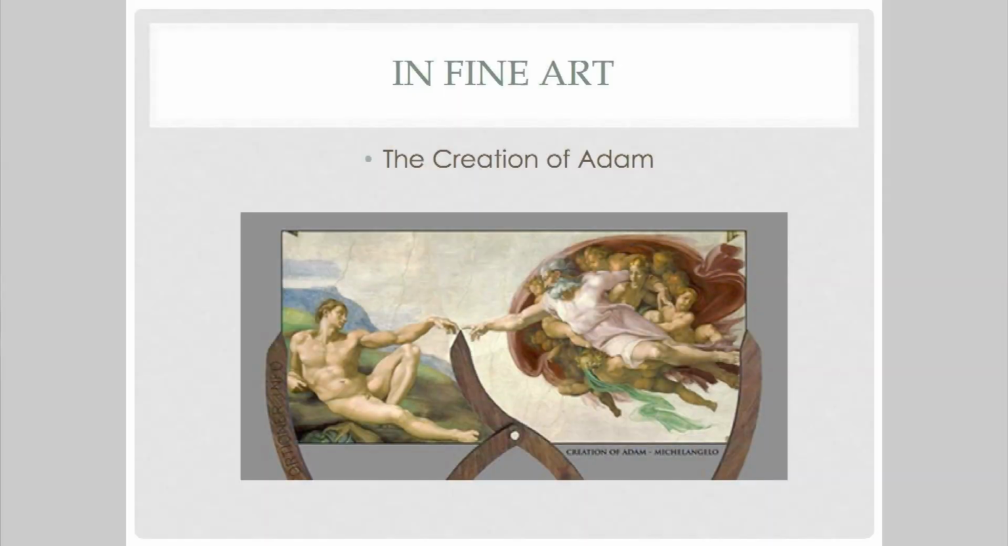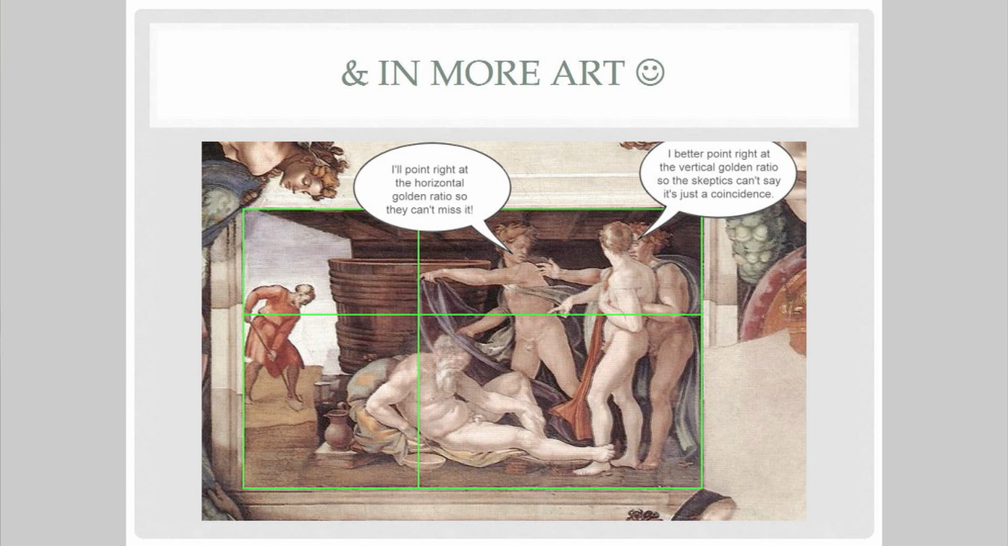Again, here the calipers show how precisely the ratio is observed in Michelangelo's The Creation of Adam. Adam is 1, God is 1.6. I guess that would make sense. Here is another Michelangelo painting, and a pundit has inserted cartoon bubbles to help point out the clear existence of the ratio. I'll point right at the horizontal golden ratio so they can't miss it. I better point right at the vertical golden ratio so the skeptics can't say it's just a coincidence.